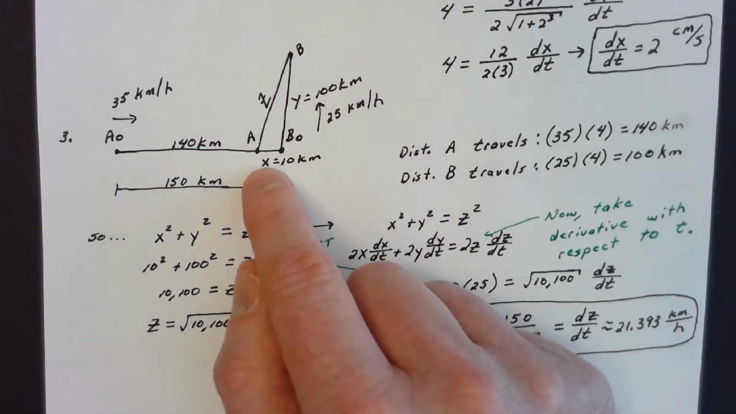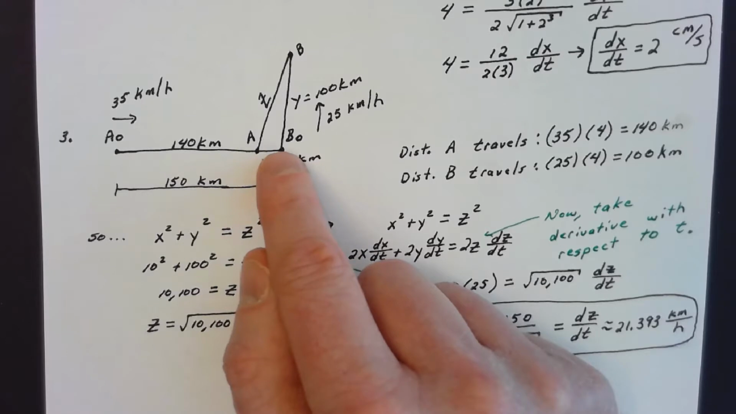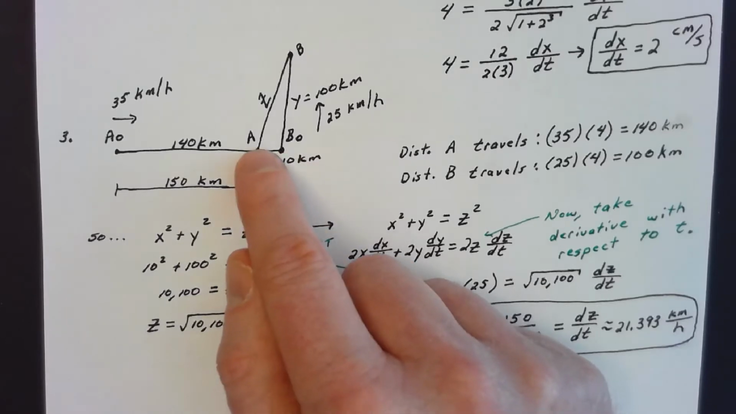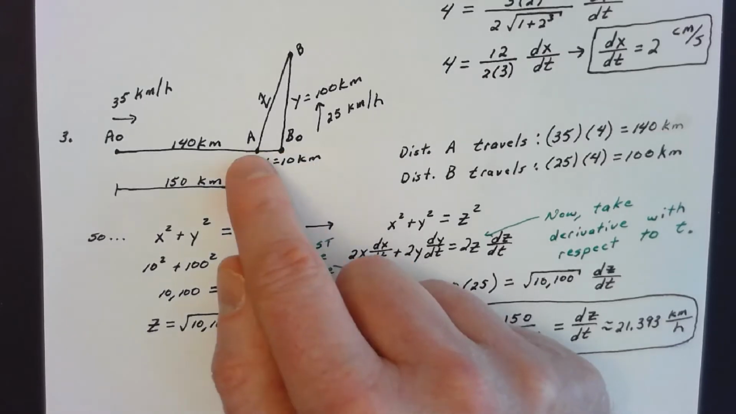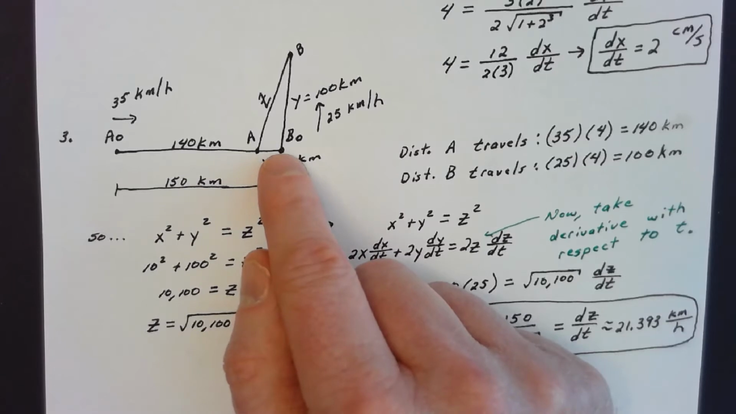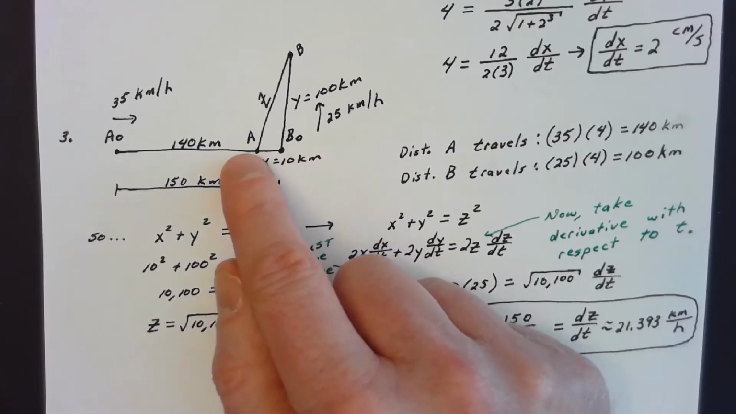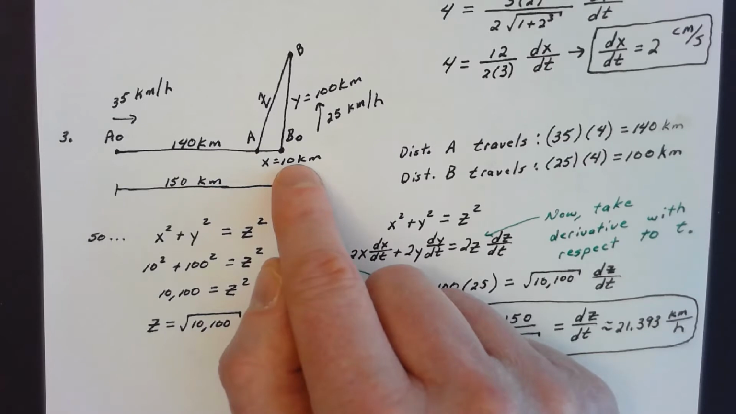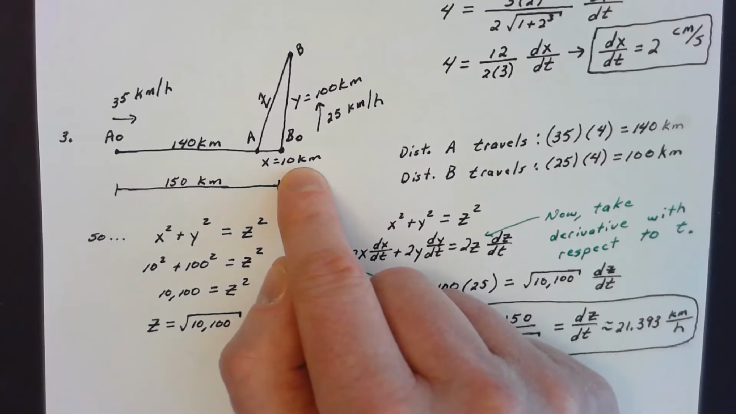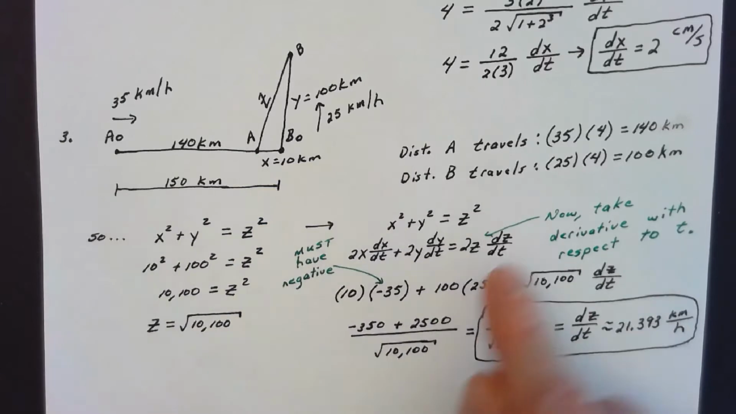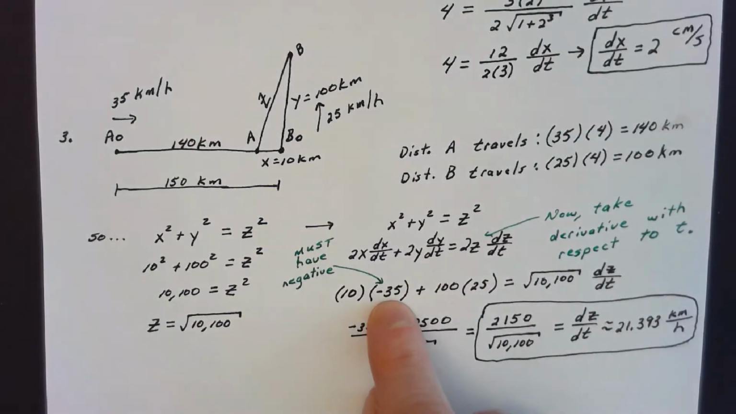X is labeled as the distance between ship A and the original position of ship B. At 4 p.m., is that distance going to be increasing or decreasing? One minute later, is it going to be more than 10 kilometers distance or less? The answer is, it's going to be less. Well, then dx/dt must be negative since x is decreasing at the point of interest. It's decreasing at a rate of negative 35 kilometers per hour at that instant.